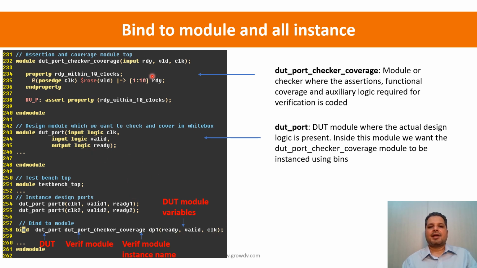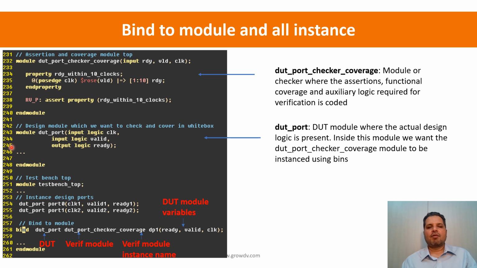Once I do this, then it's as if I have taken this particular module and instanced it over here. Let's say at line 247, I am instancing this particular module with a DP1 and connecting it to these ports. It's the same as that when I do a bind, whereas I'm doing this bind at the test bench top level and not inside the DUT port. So this way I can insert additional verification code into the design without really having to change the design. So this is how the concept of bind works, and it is very helpful.